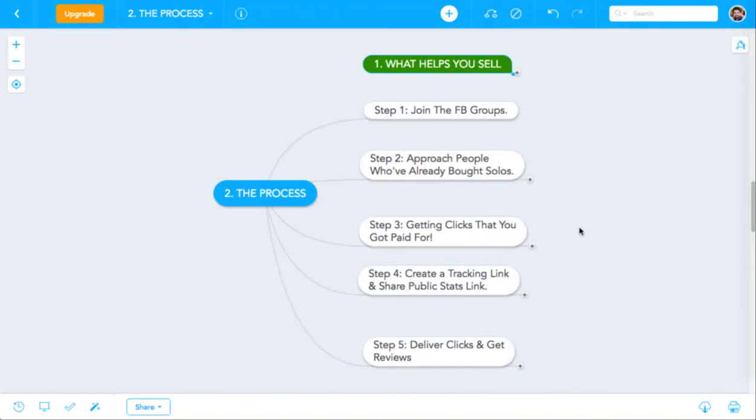Now that you know that you can make money with solo ads even without owning any email list, let's go over the entire process of how to sell solo ads for a profit. But before we get to the step 1 to 5, that's it, 5 steps and you're going to be making money, let's help you understand what helps you sell your solo ad clicks in the solo ads market.